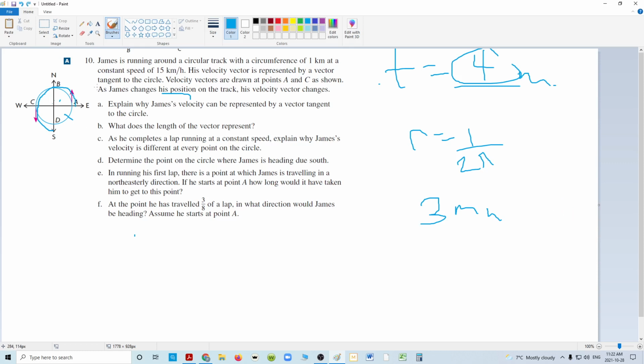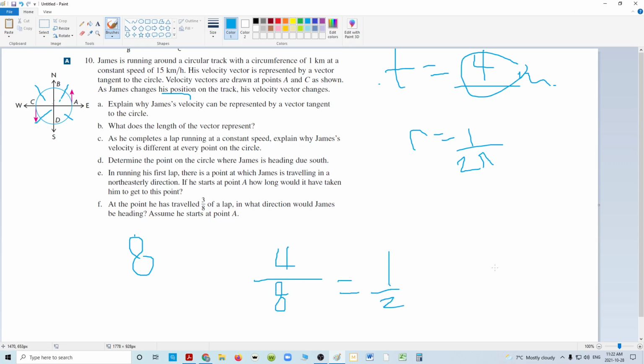Another way to look at it is if you divide this circle up like that, you get 8 pieces. You know it takes 4 minutes to do a full lap. So to do one piece takes half a minute, which is 30 seconds. So it's 30 seconds, 1 minute, 1 minute and 30, 2 minutes, 2 minutes and 30, 3 minutes, 3.5. Same answer. Okay. Determine the point of circles. Yeah, we did that.